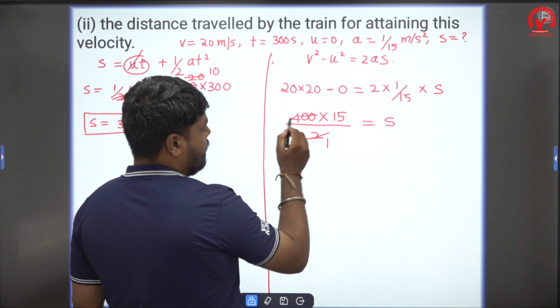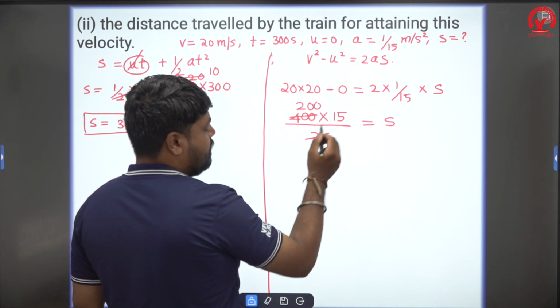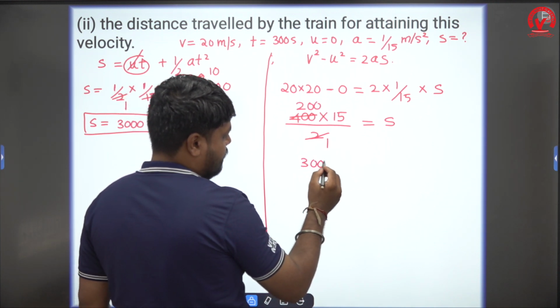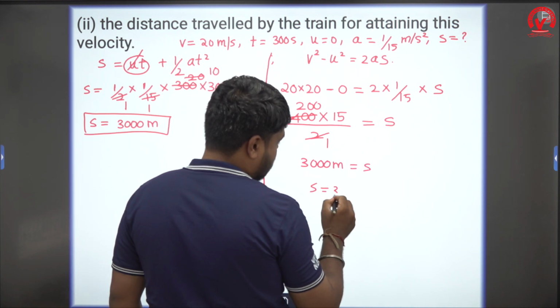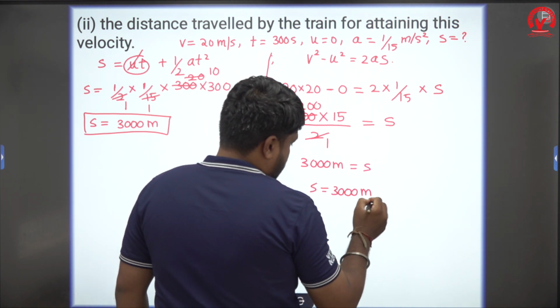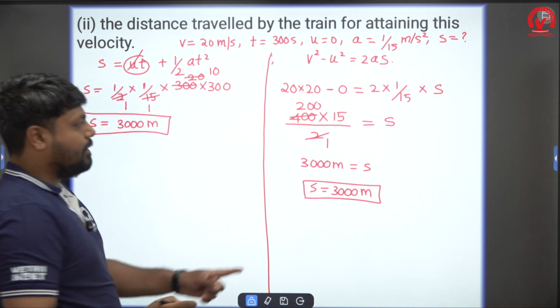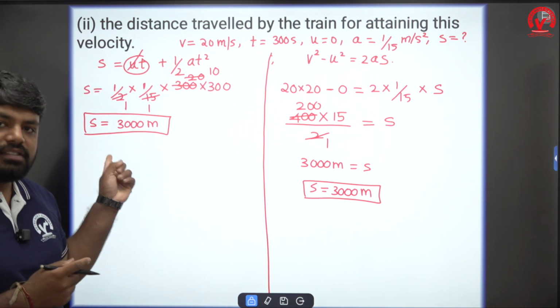So 1 here, it is 200 times. 200 into 15 is 3000. 3000 meter is equal to s. So s is equal to 3000 meter. So here also the answer comes to 3000 meter. Here also it comes to 3000 meter.